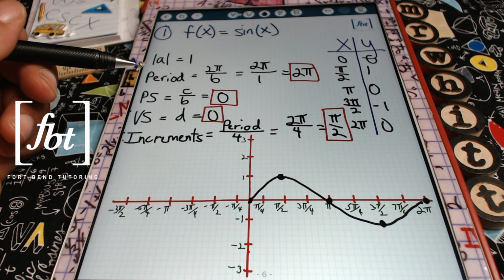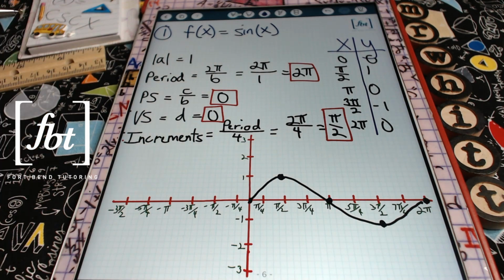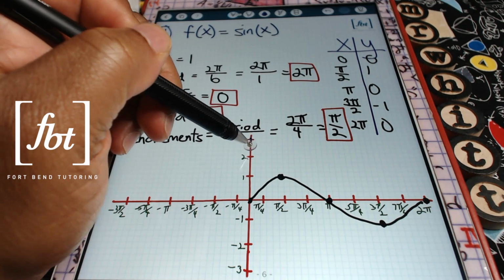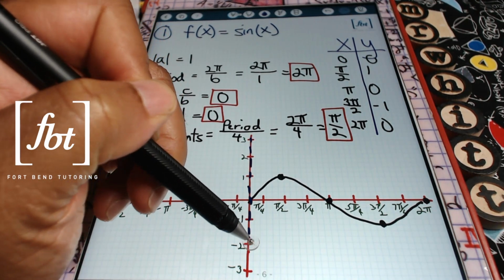But remember, what we know is that the reciprocal of sine is cosecant. So therefore, everywhere sine is 0, there's going to be a vertical asymptote.